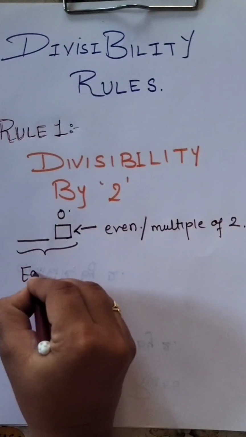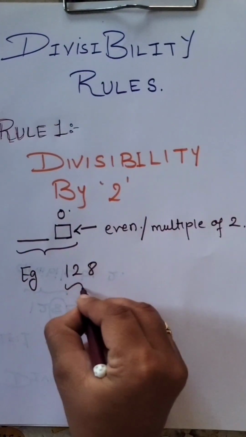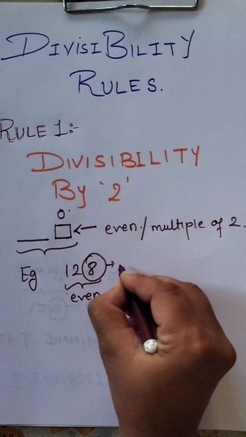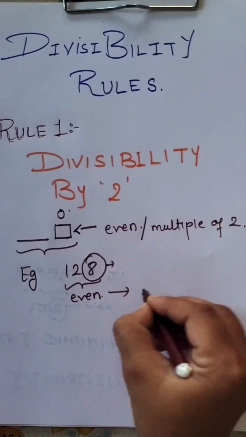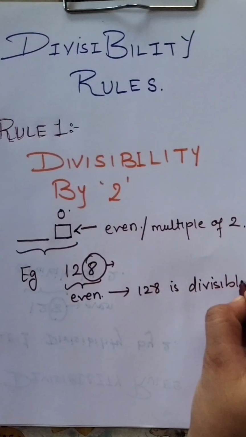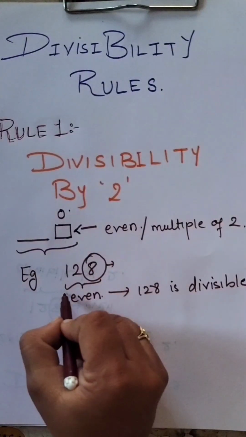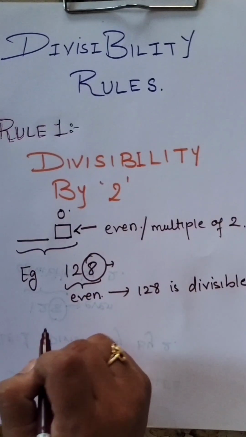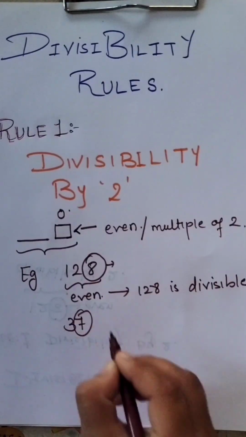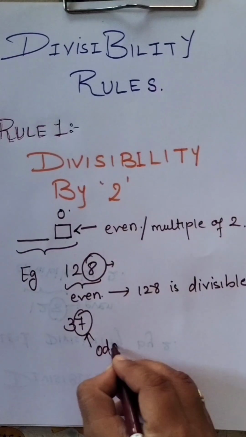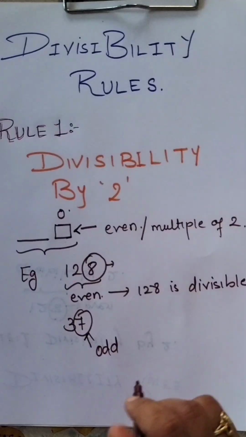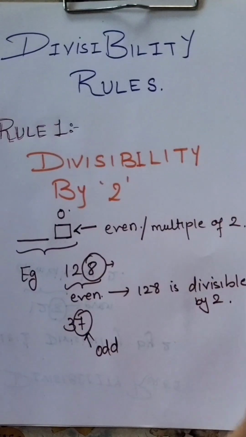For example, if I see 128, I can see that this is an even number as its last digit is a multiple of 2. Hence, 128 is divisible by 2. So here, without doing actual division, I can say that this number is divisible by 2. Suppose I have the number 37. As you can see, it is an odd number, so 37 is not divisible by 2. I hope you are clear.